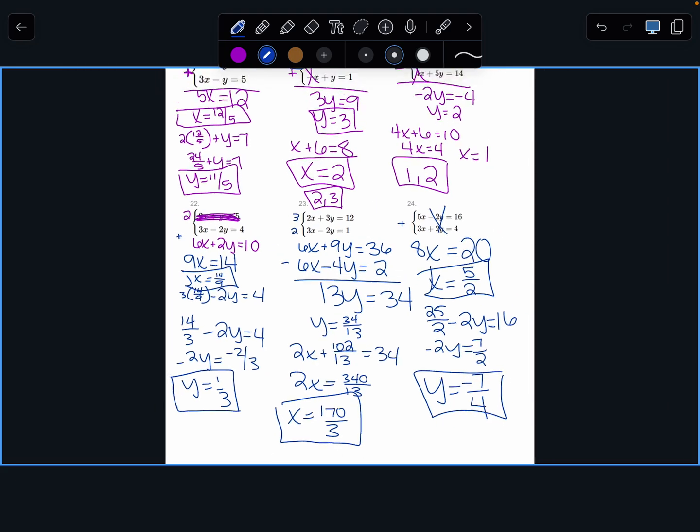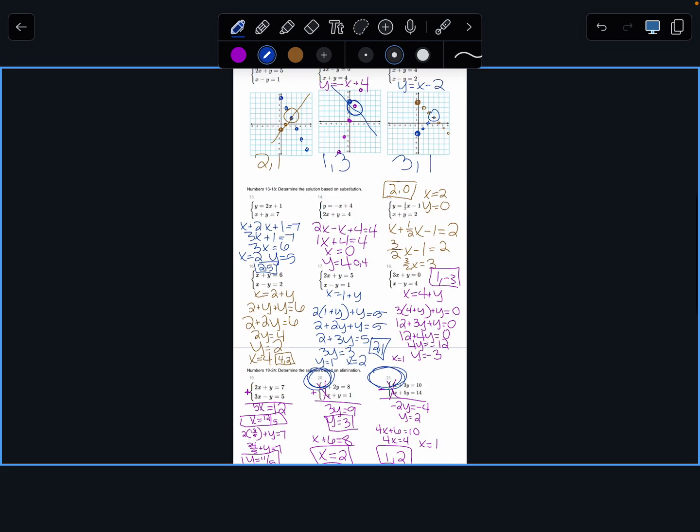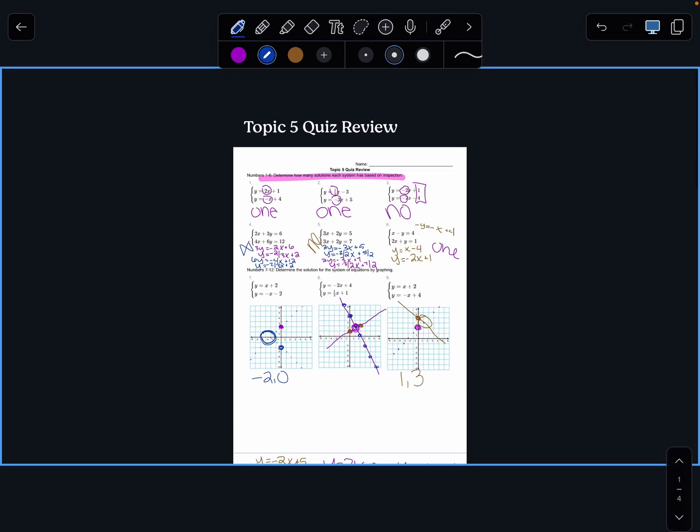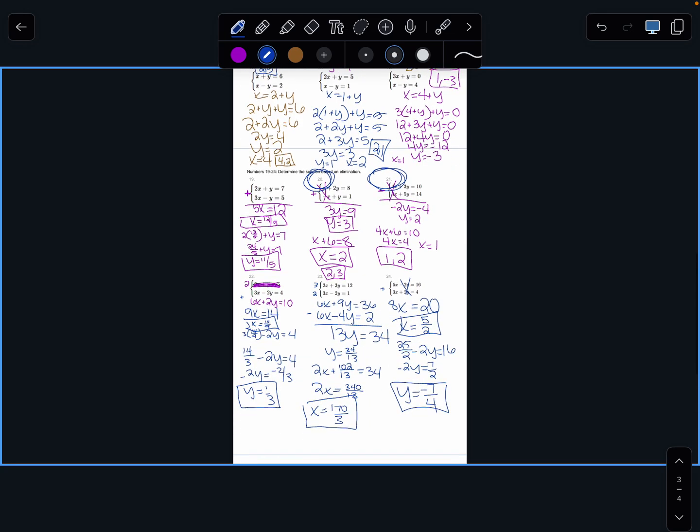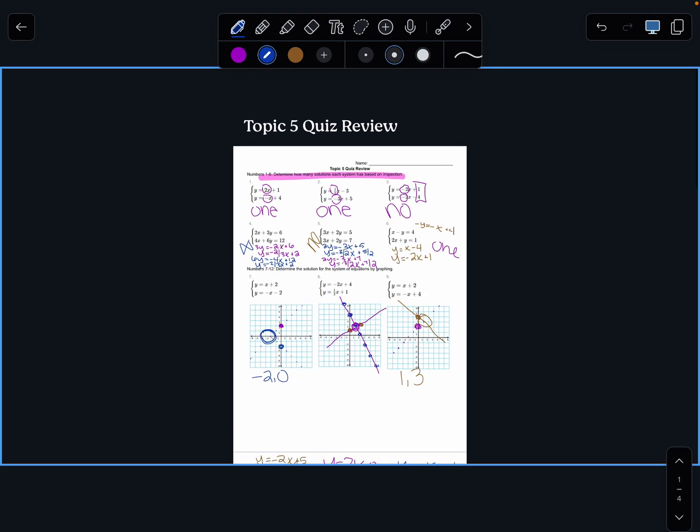So go back through. There's your answers for all of that. If you're stuck, I'm checking my email regularly. Send me an email. We'll figure it out. If the quiz goes horribly for you tomorrow, we'll figure it out when I get back. Don't freak out. This is not your final grade. We'll figure it out. All is good. But here's your answers. Do your best to review.